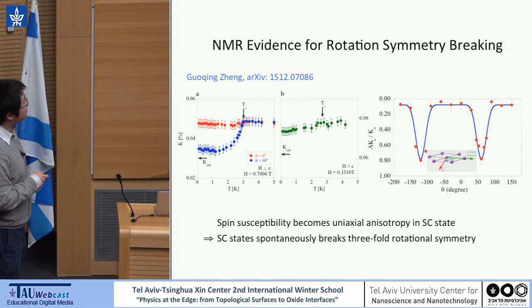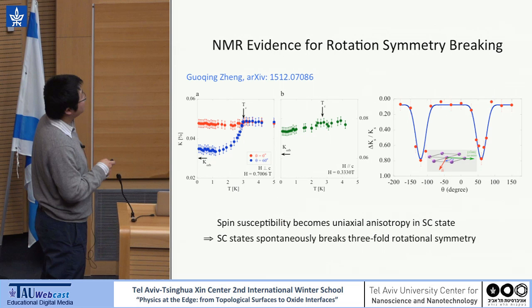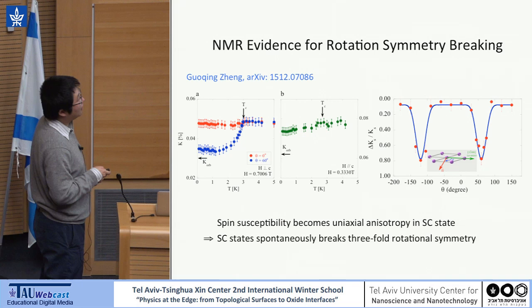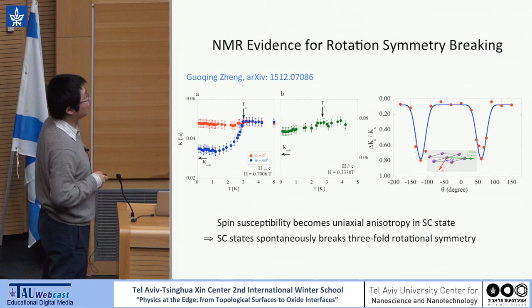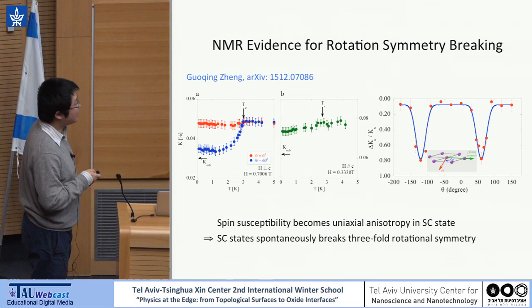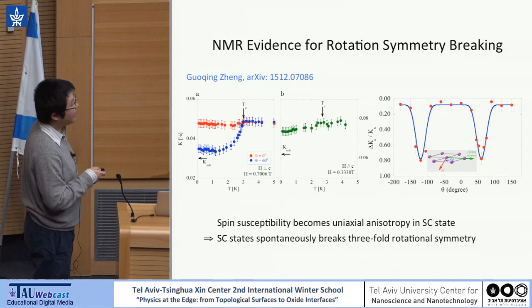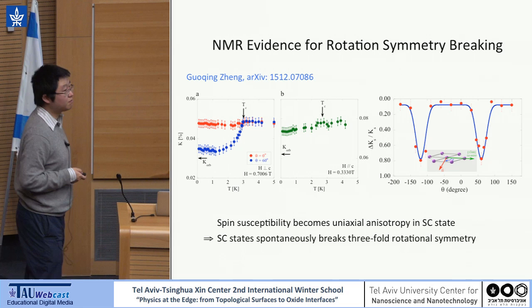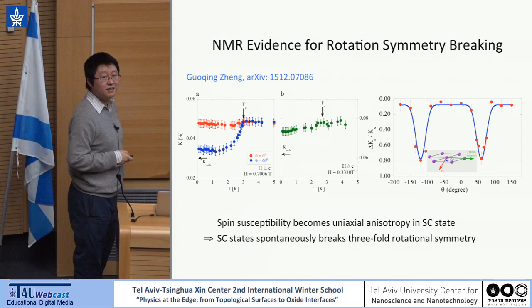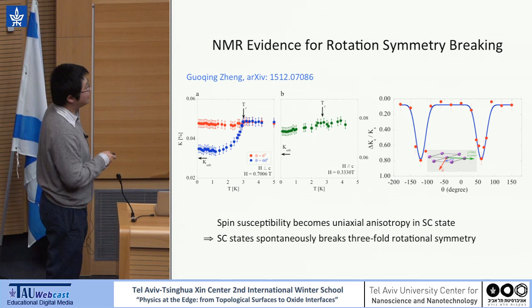And this is selenium NMR. Here's the Knight shift as a function of temperature in the normal state and in the superconducting state. The most remarkable result is the following: when the magnetic field is rotated in the ab plane of the crystal, the Knight shift shows a very anisotropic response along different in-plane directions of the magnetic field. So there's a uniaxial anisotropy, plotted here as a full 2 pi scan of the direction in the ab plane. The Knight shift shows a drop along a particular axis in both positive and negative directions, 180 degrees apart from each other. And in the normal state, above Tc, the spin susceptibility is isotropic. So this tells us immediately that the superconducting state spontaneously breaks the threefold symmetry of the crystal.